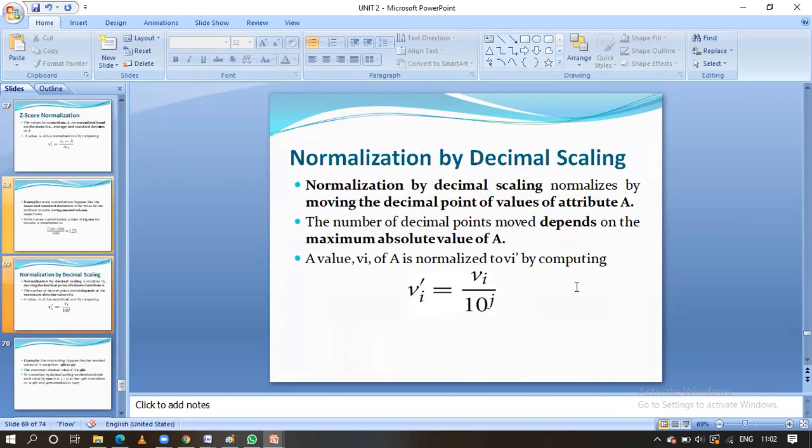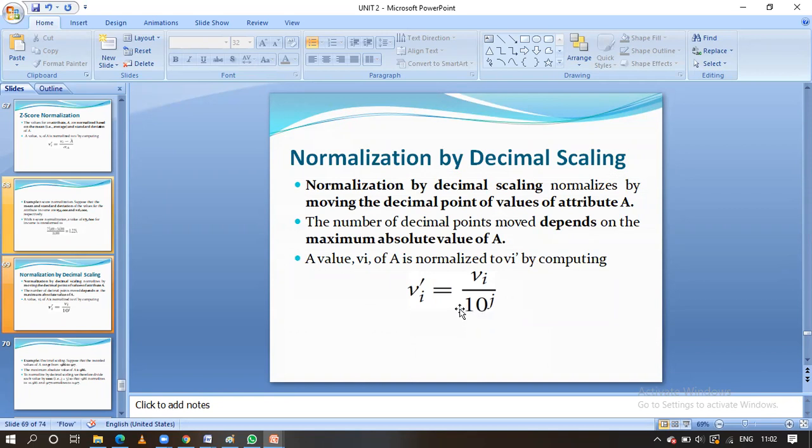The next one is normalization by decimal scaling. This is the formula for that: Va divided by 10 power j. How do we get the j value? Suppose the values are between 1 and 1000. The nearest power of 10 is 1000, so we are going to divide by 10 power 3, guys.